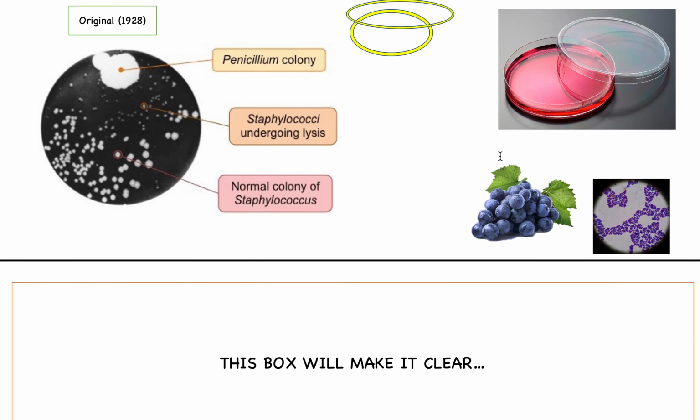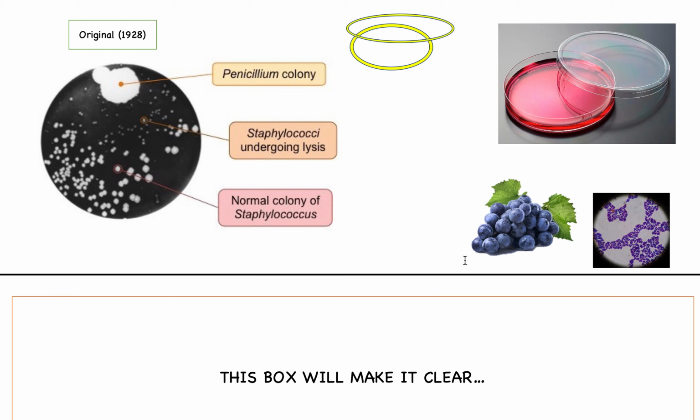So here I show you an image, and right now you're going to be confused as hell, because I was confused as hell when I saw this image. I was like, what? Penicillium colony, staphylococci undergoing lysis? I was like, I have no idea what's going on in this. So that's my job here, to help you understand that. So let's see. This right here, this circular thing, okay, is this.